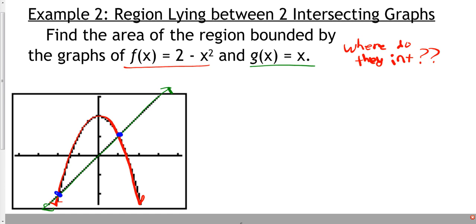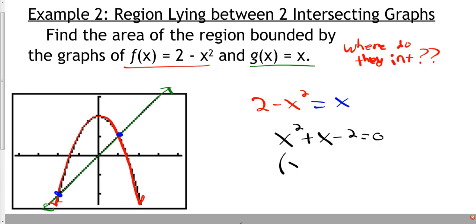So how could we find out where they intersect? How do we find where two graphs intersect? Well, we set them equal. We say, when is the height of the red equal to the height of the green? So we set them equal to each other. We basically just take the 2 minus x squared, and we set it equal to x, and we say, what is the x value that makes that work? So I'm going to just move this over here. I'm going to have x squared, and move the x squared over, plus x minus 2 equals 0. That means x plus 2, x minus 1 equals 0.